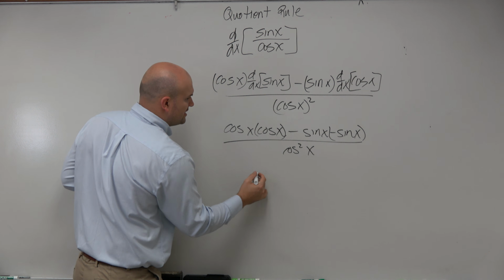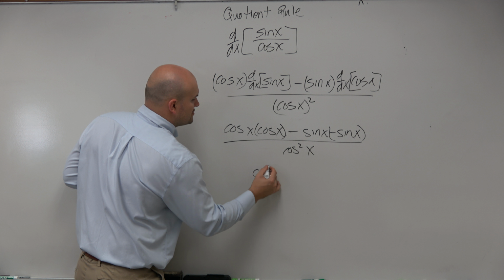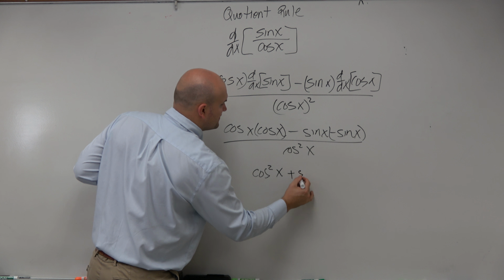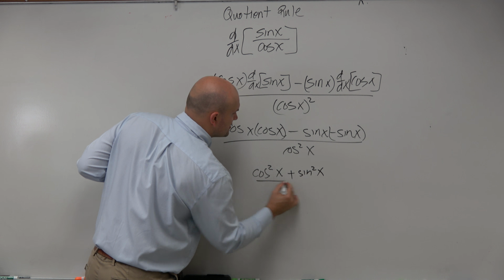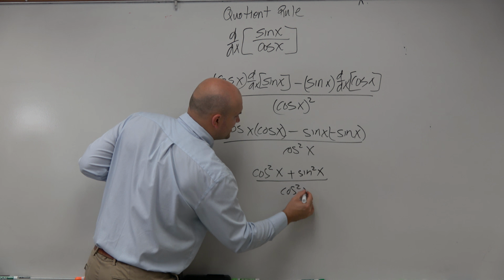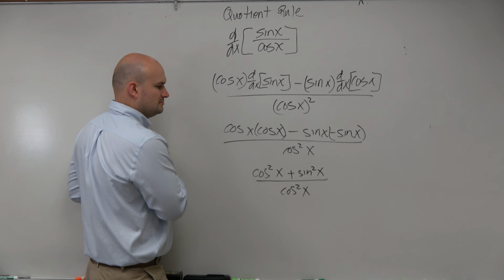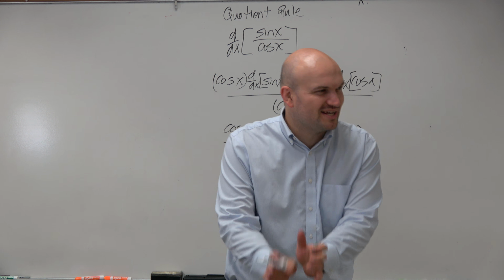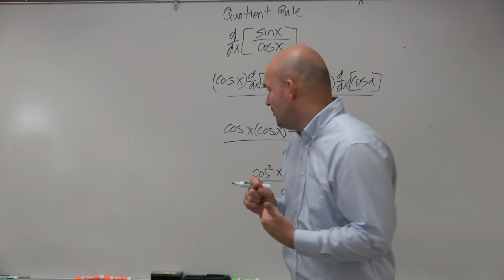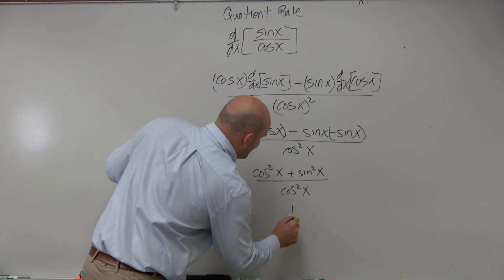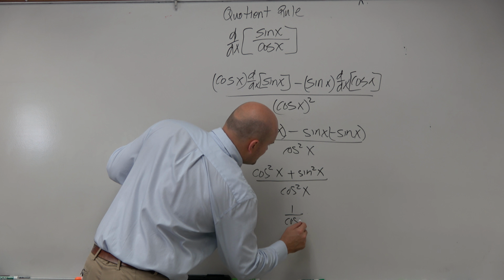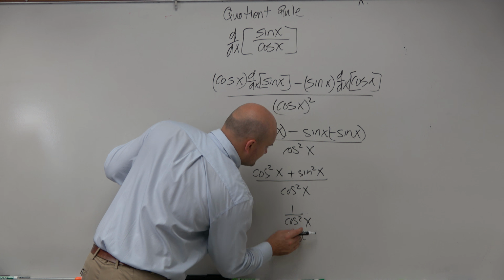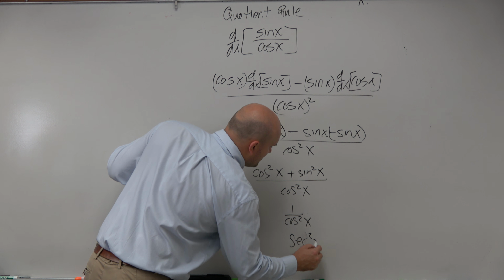Well, cosine x times cosine of x is cosine squared of x, minus negative times negative is a positive, sine squared of x, all over cosine squared of x. Cosine squared plus sine squared, using the Pythagorean identities taught to you in pre-calculus, is 1. So you'd have 1 over cosine squared of x, which is equal to secant squared of x.